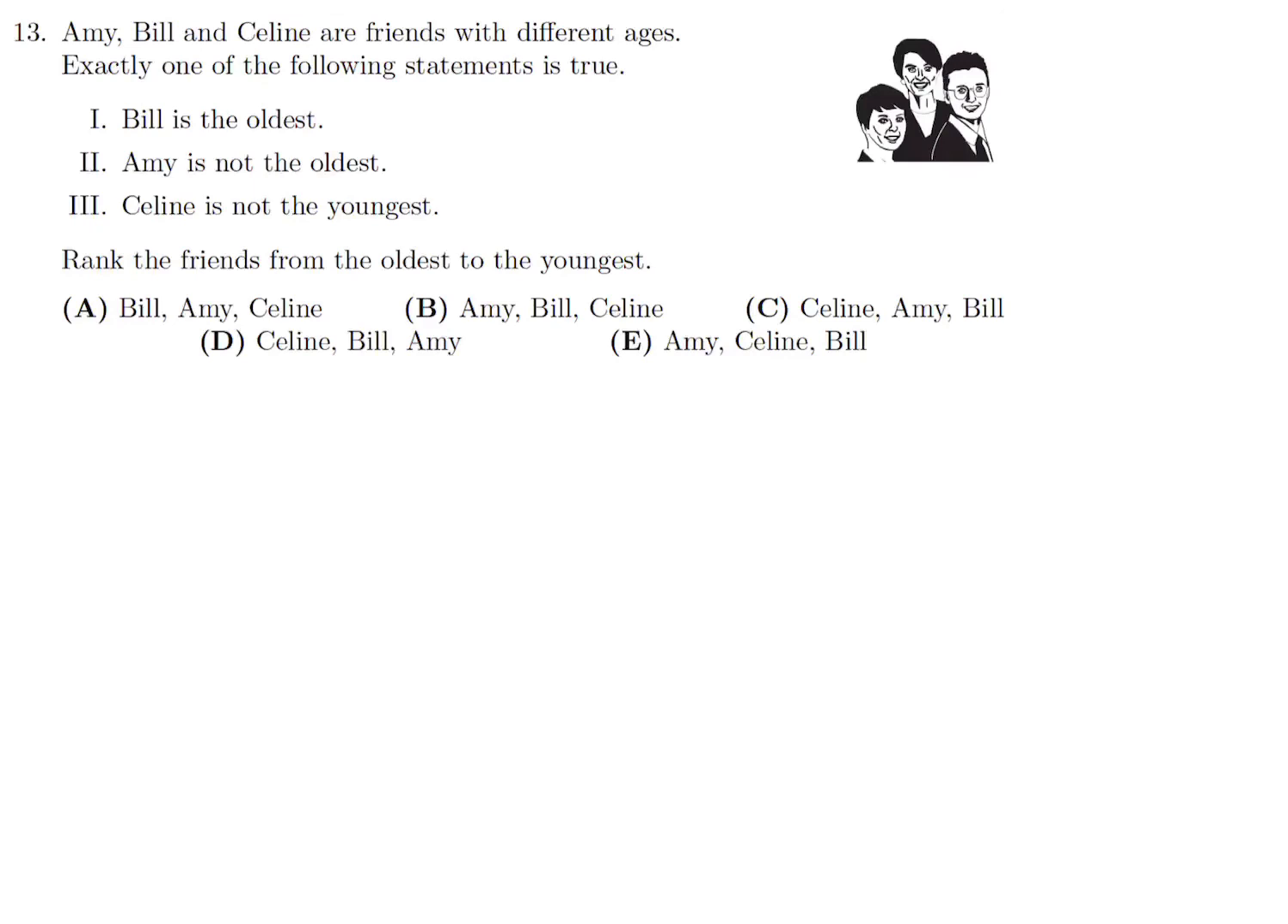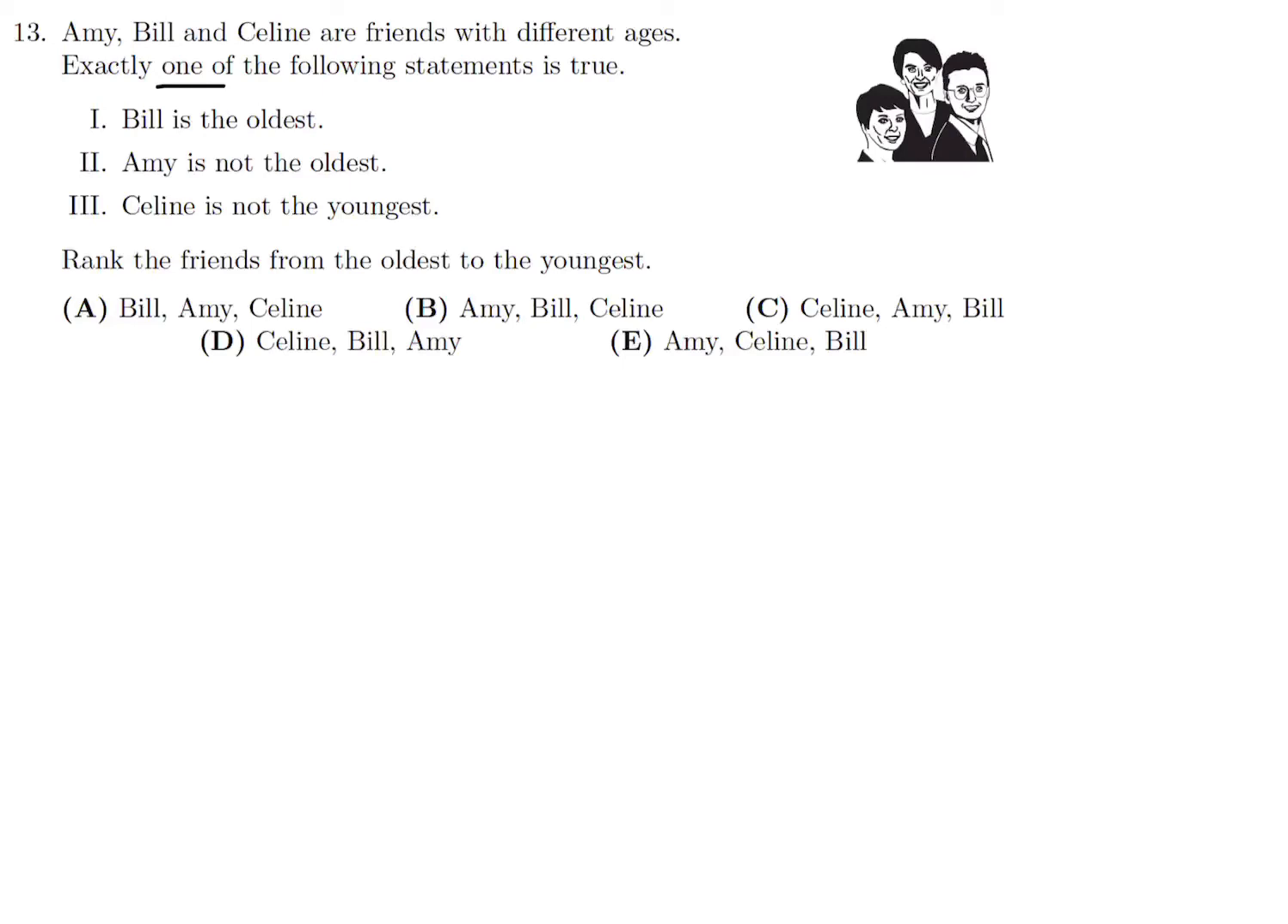Amy, Bill, and Celine are friends with different ages. Exactly one of the following statements is true. Bill is the oldest, Amy is not the oldest, Celine is not the youngest. Rank the friends from oldest to youngest. Only one of these statements is true. Okay, let's work through these. So Bill is the oldest, and Amy is not the oldest.